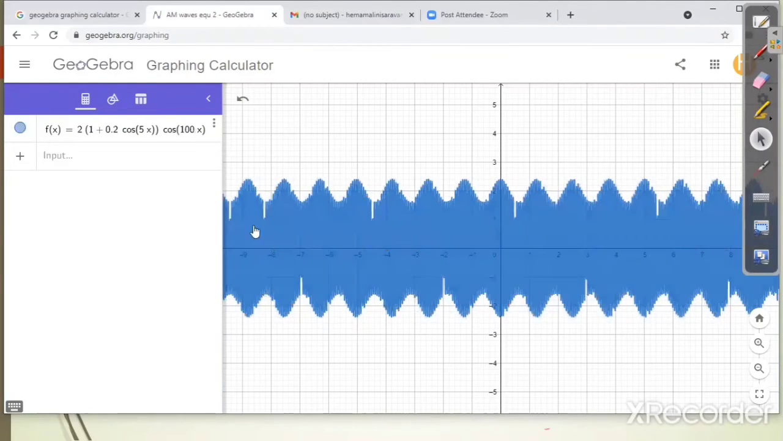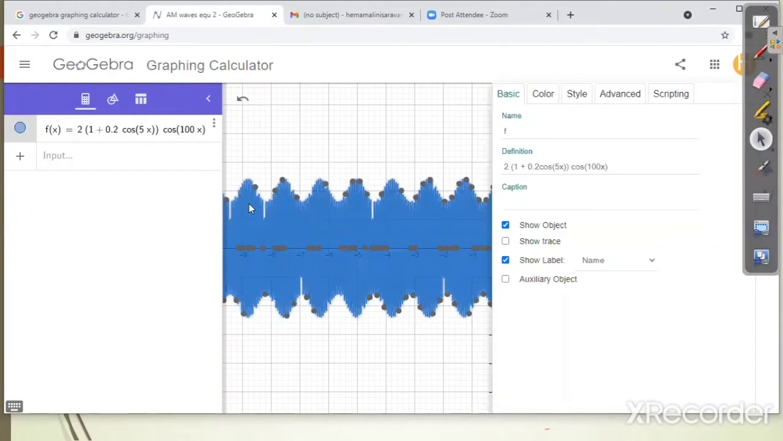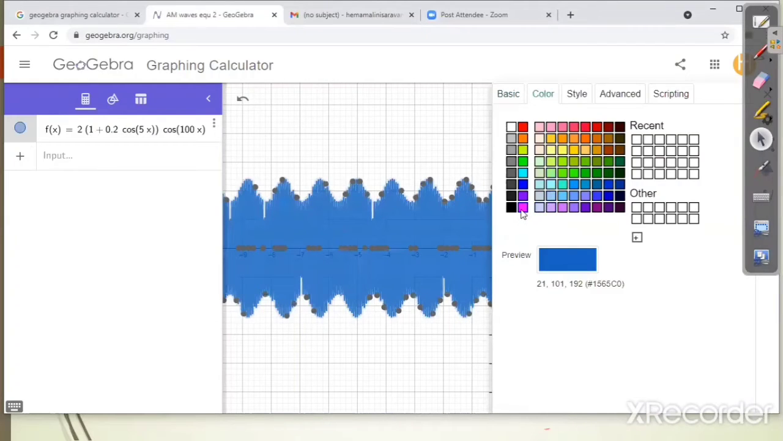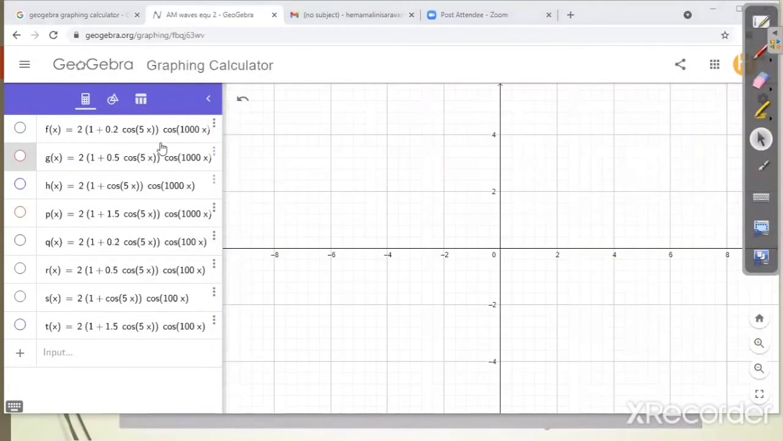So this is one of the AM equations, and there are some other options also. We can go to settings and change the color of our waveform like this, and we can also change the style or the font size. Here I typed all our AM equations for the different modulation indices.